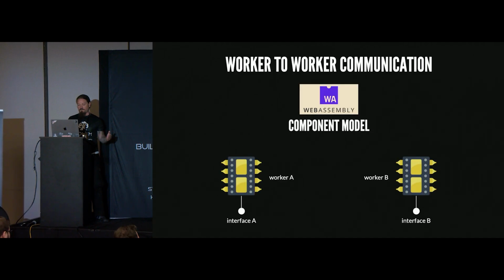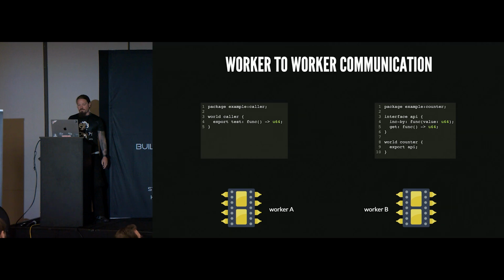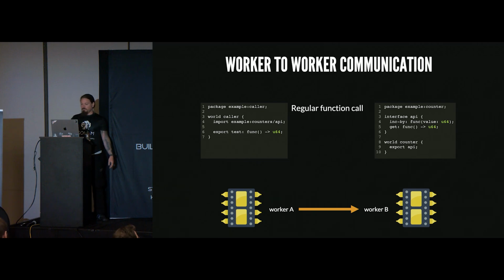So let's try to do something better. And of course, we should think of something that involves the component model. And to do that first, let's see some more real examples. Worker A will be something that we call the caller, exporting a single function that just returns a number. And the component that it tries to call is called a counter, exporting an increment and a get function. And yeah, we want to call this increment and get function a couple of times from the test function. So the first idea that we can have is to just use the component model, import the counter's API into the caller. And that would, with the help of the binding generators, allow us to just use a regular function call to call these increment-by and get functions.